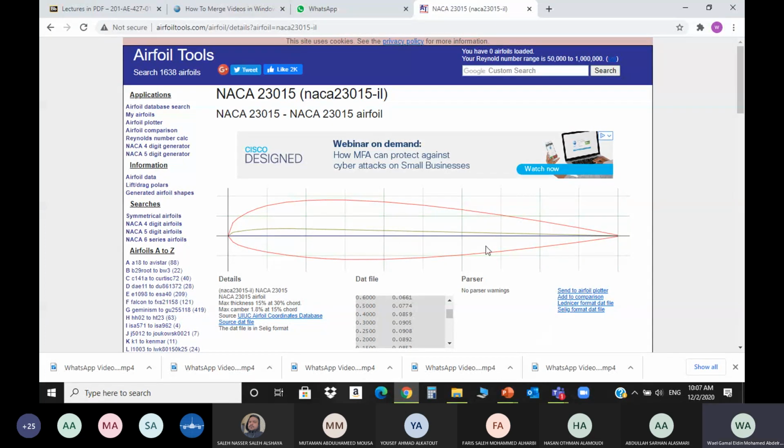And please remember that this is based on a chord of 1. All the chords on the internet have a value of 1. So if your chord is 4, I will take the 0.15 or 0.12 and I will multiply it by 4. So it will be 0.48 feet. Now you see how we calculate it.